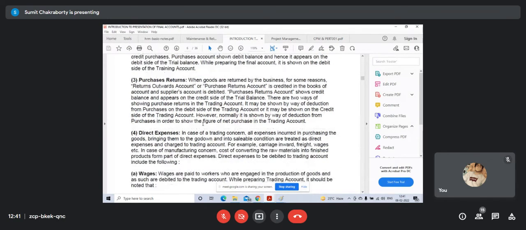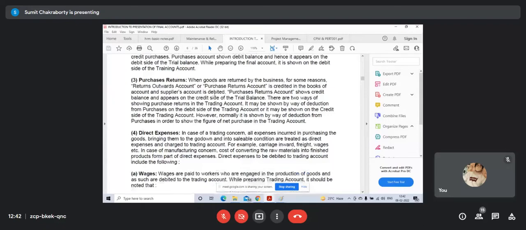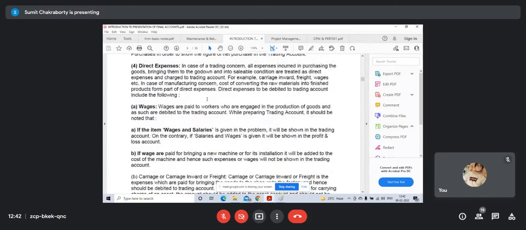Purchase returns are goods returned by the business for some reasons. Returns outward account or purchase returns account is credited in the books of account, and suppliers account is debited. So what happens here? Purchase less purchase returns. Since purchase returns reduce the purchase, what do we write on the debit side? Purchase less purchase returns. So we minus it, subtract it.